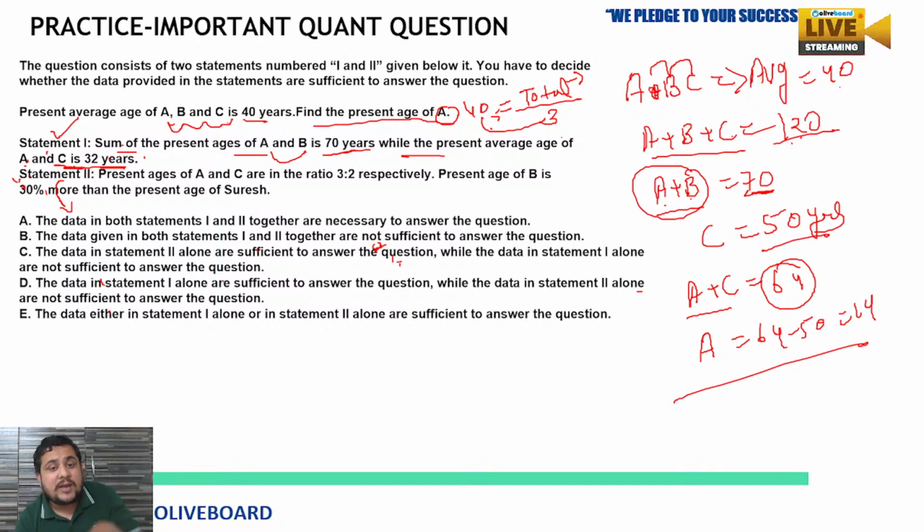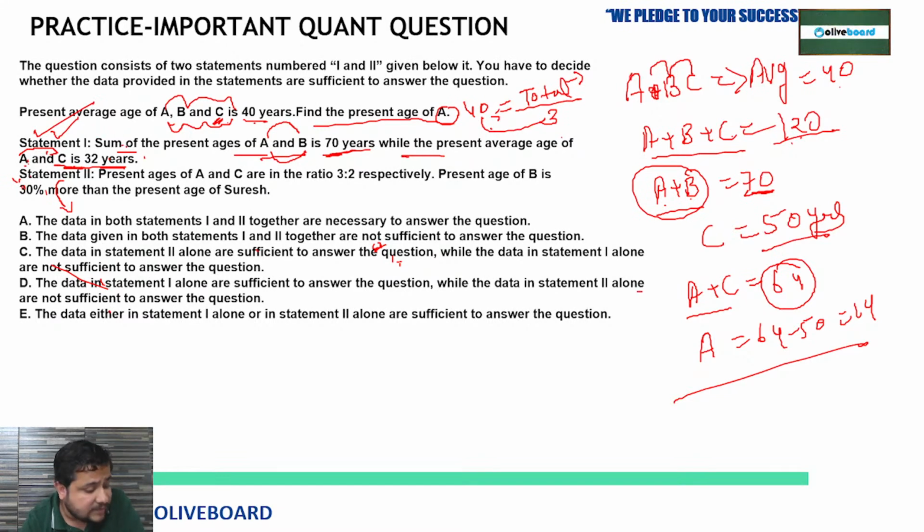So this I am solving for you, but in the exam you can easily observe you have 40 years, so you can get the sum of their ages. Okay, fine. Now we know the sum of A and B's ages, that is 70 years, so we can get the age of C. And they have given us the average age of A and C also, so A plus C equals 64. Now we know C, so we can easily get the age of A. So statement 1 alone is sufficient to answer.